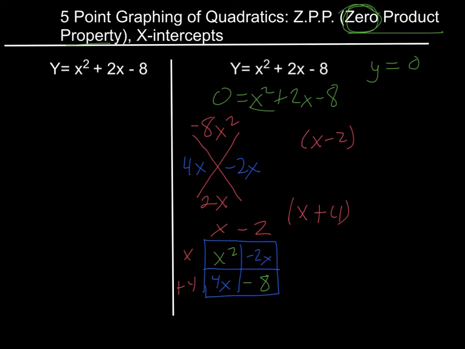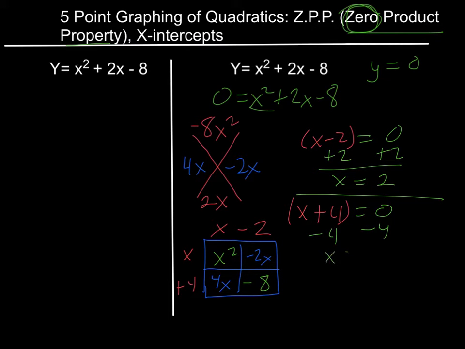So if I say that x minus 2 equals 0, and then I solve for x, I add 2 to this side and add 2 to this side. So I get x equals 2. So that's going to be one of my x-intercepts. I do the same thing here, and I say equals 0. So then I subtract 4 and subtract 4. So I get x equals -4. So that's one of my x-intercepts. So my x-intercepts are going to be (2, 0) and (-4, 0).